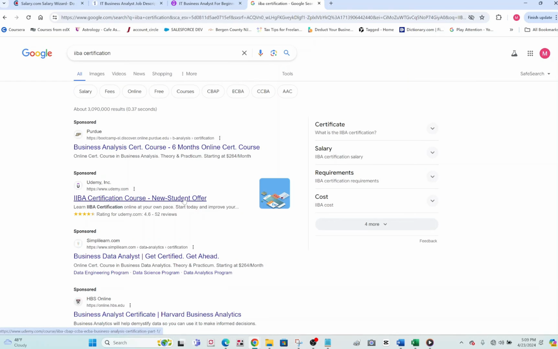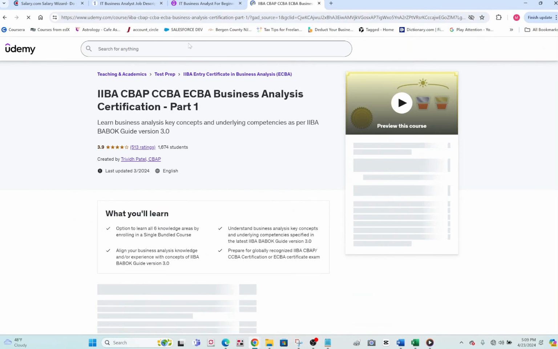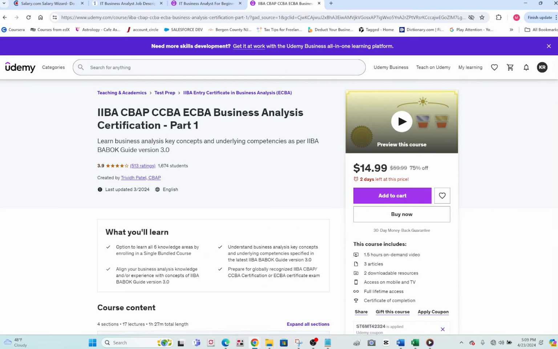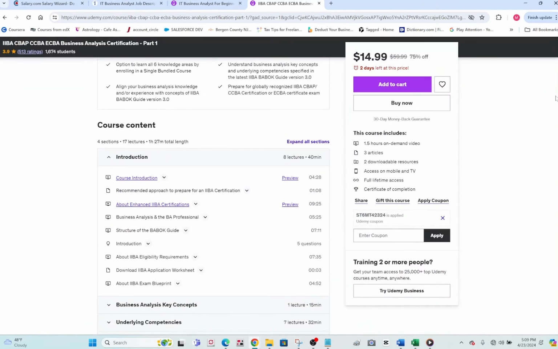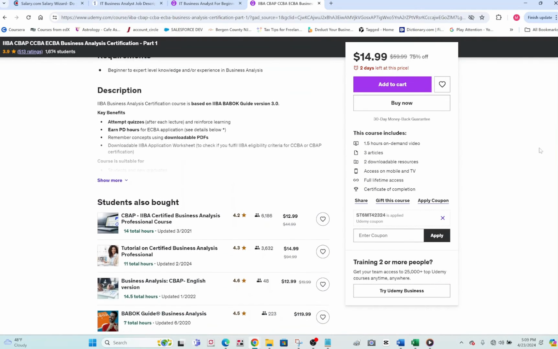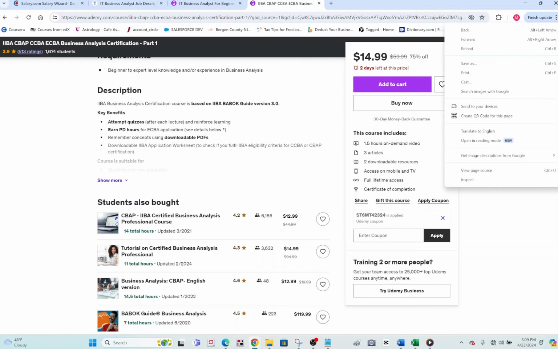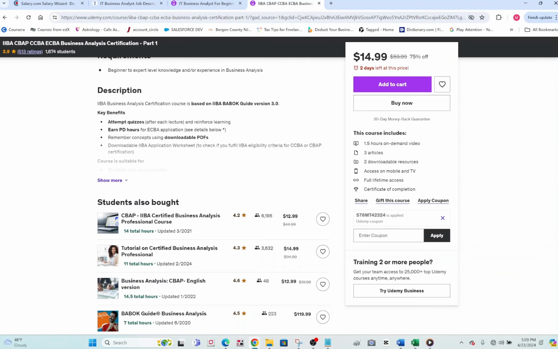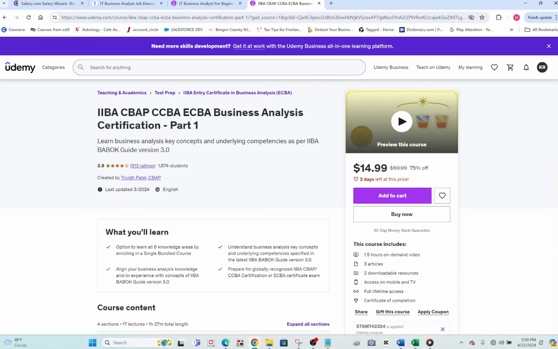Oh, look at this. CBAP, CCBA, ECBA. Interesting. This is $15. Now, is this really, it's based on their, okay. So these organizations that issue certifications, after you pay a fee, you take a test. If you pass the test, you get the certification. But they've got requirements for that certification.